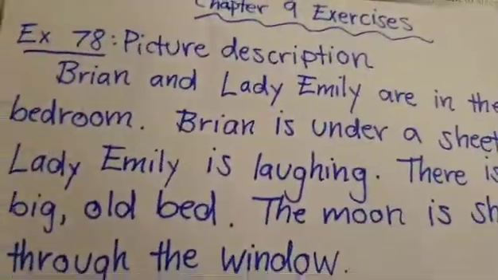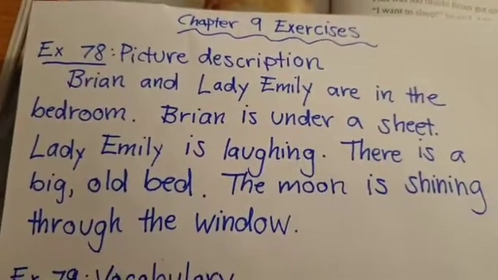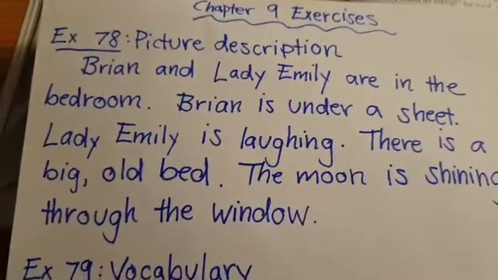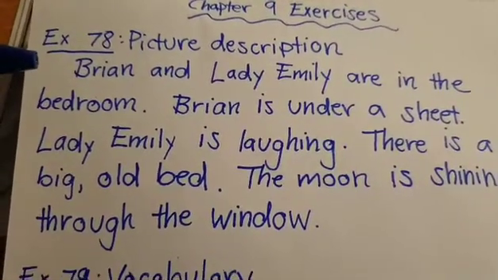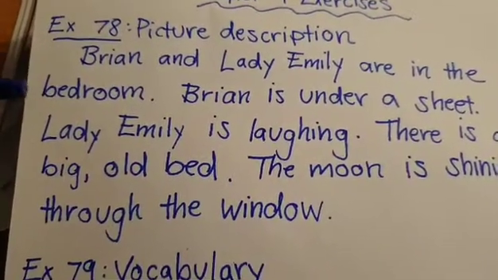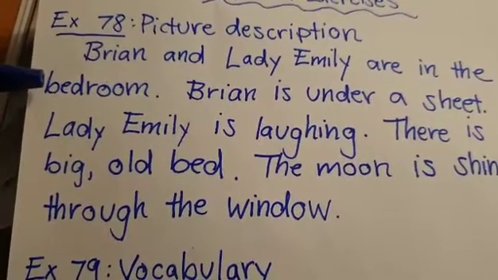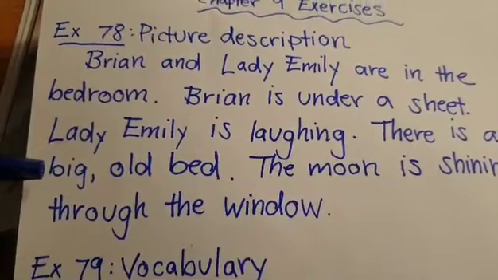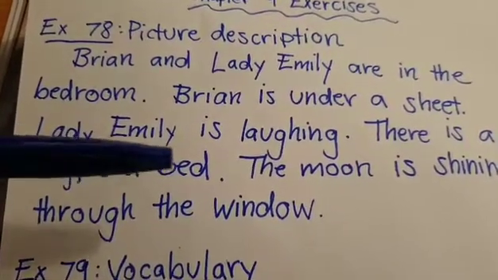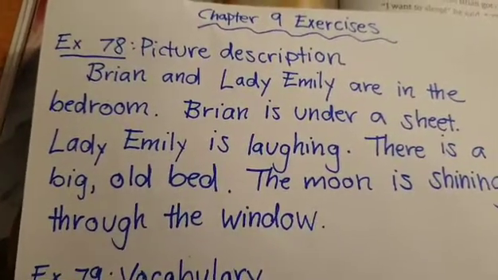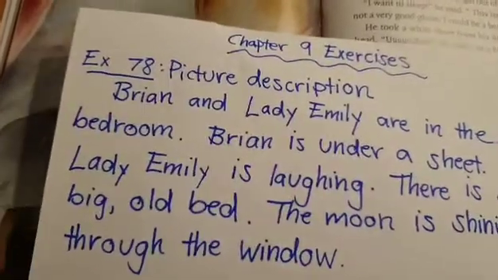And now I wrote a picture description, and I'll just show you what I wrote. You can write things that are a bit different, or you can also look at what I wrote to help you. So I wrote that Brian and Lady Emily are in the bedroom. Brian is under a sheet. Lady Emily is laughing. There is a big old bed, and the moon is shining through the window. Okay? And now I'll talk about the vocabulary.